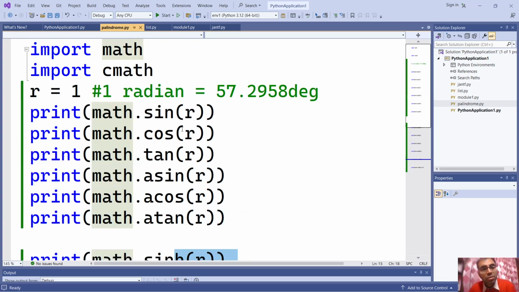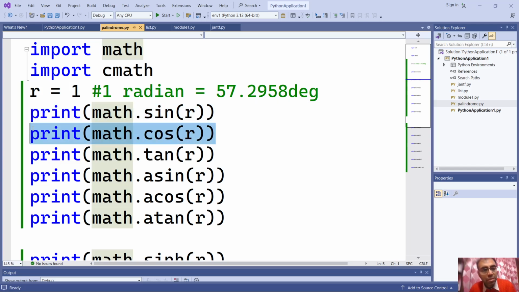So cmath I'll call it, import math. After that, I have written import cmath because Python accepts complex numbers, and it is generally a sort of a method. Here I have taken 1 radian is equal to 57.2958 degrees. First of all I'm calculating print math.sin r, where r is equal to 1 radian, and 1 radian is equal to 57.295 whatever degrees.